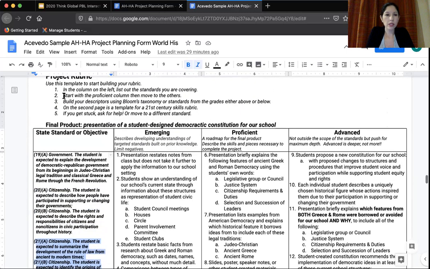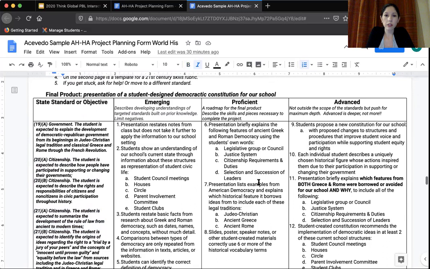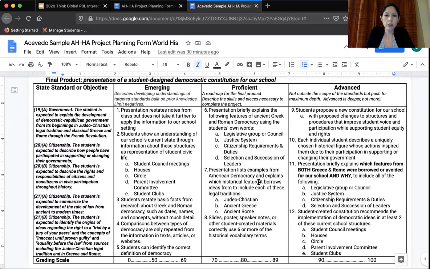Number 2 says start with the proficient column, then move to the others. And this is really optional. Some people do it different ways, but I do like to look at proficient and try and make sure that what my students are going to have to do and the level that they're going to have to perform at is at the level of the standard. And so I made sure that the verbs would translate into that same level from the standard.